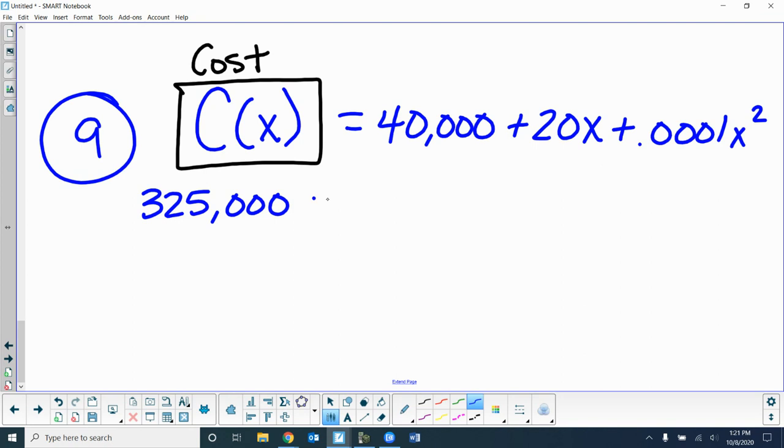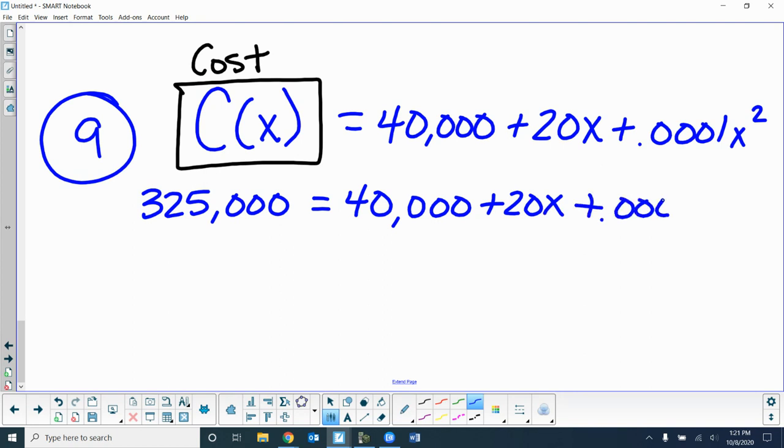325,000 equals 40,000 plus 20x plus 0.0001x squared. So which of the four methods would be the best to use for this problem? Probably quadratic. Yeah, the quadratic formula would be the best, right? But I gotta do what first? Set it equal to 0. So how do I do that? Yeah, bring the 325,000 over to the other side, so you got nothing on the left.